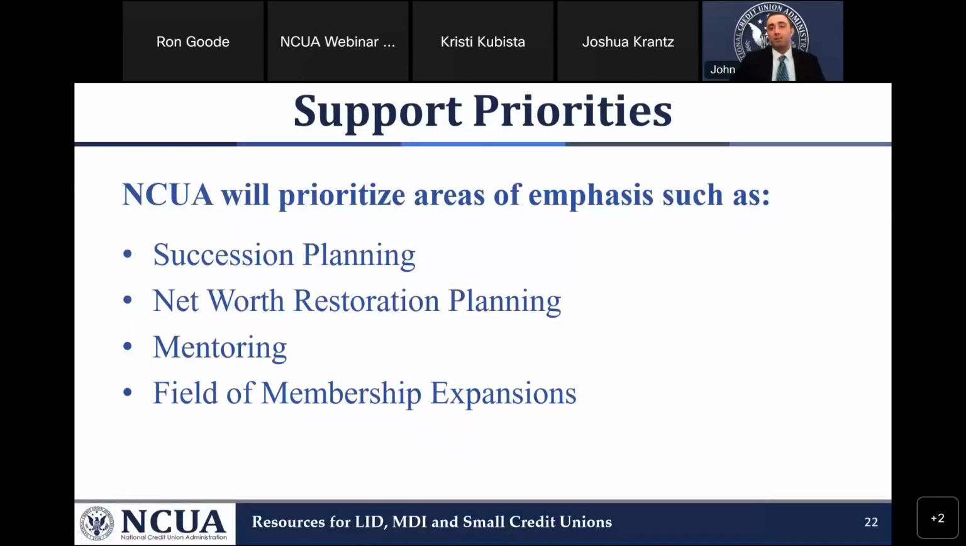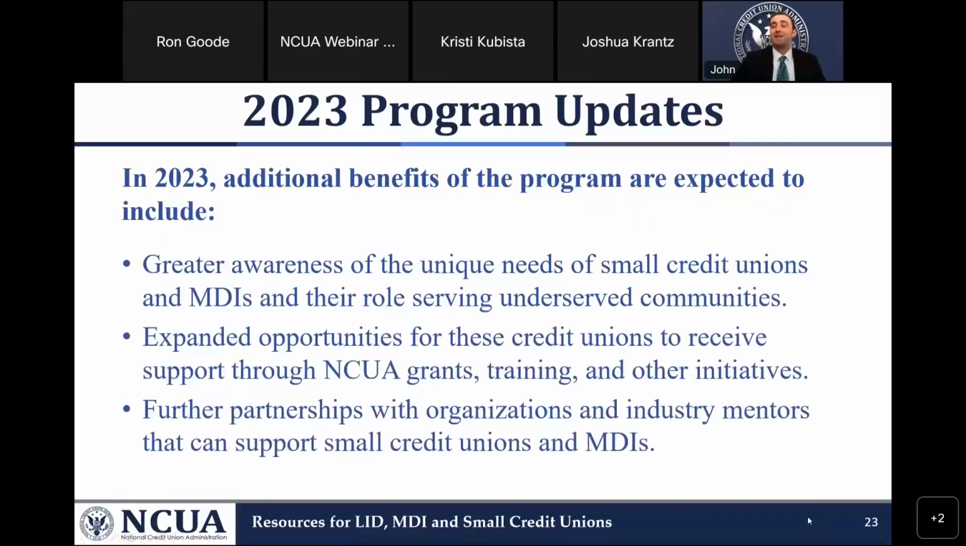So when determining how the support program's budget hours will be allocated, NCUA will always prioritize areas of emphasis or increased risk. Current examples of this would be succession planning, net worth restoration plans, mentoring between credit unions, and field of membership expansion applications. Next slide, please.